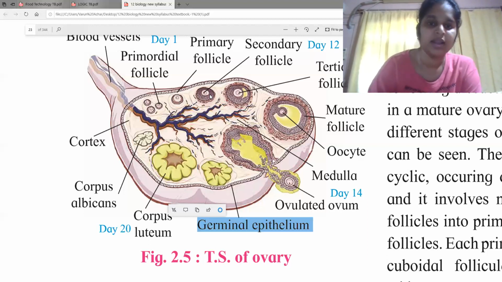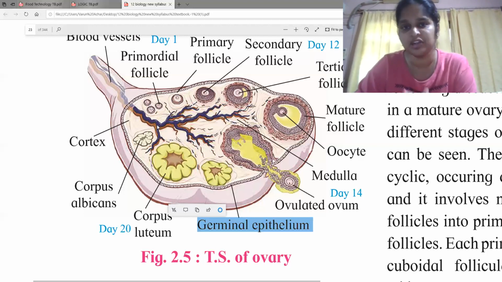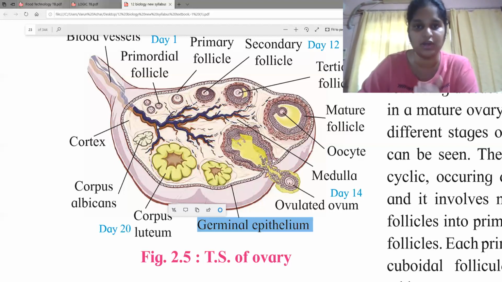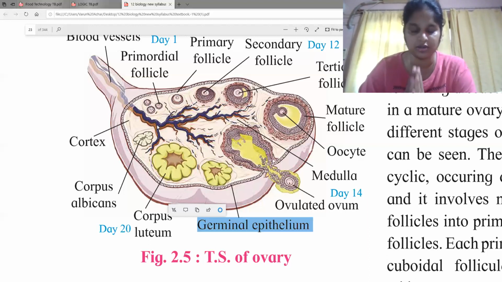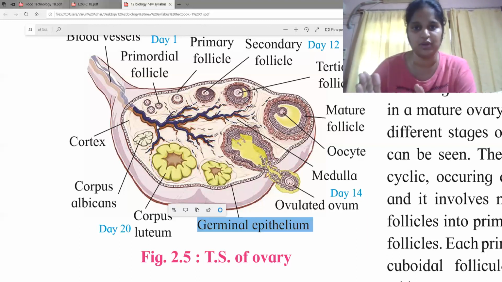Now, the cortex means the outer part of the ovary, whereas the middle region of the ovary, where you can see the arteries and veins, that is the blood vessels, will be called the medulla. So your ovary, just like your kidney, is divided into outer cortex and inner medulla. Outer cortex, inner medulla.